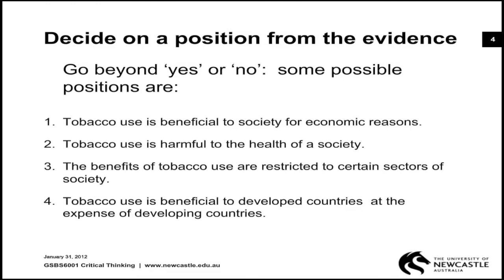Here are some possible positions that could be taken on the basis of these 6 pieces of evidence. You can see that they are quite different arguments and each one is based on a different worldview. For example, number 1, this person has decided that on balance, even though there is evidence to say that it is harmful to society, tobacco use is beneficial for economic reasons. Whereas number 4, this person has decided that even though there might be all those other economic benefits, those benefits are really confined to developed countries at the expense of developing countries. So you can make an argument of any kind that goes beyond a simple yes or no answer.